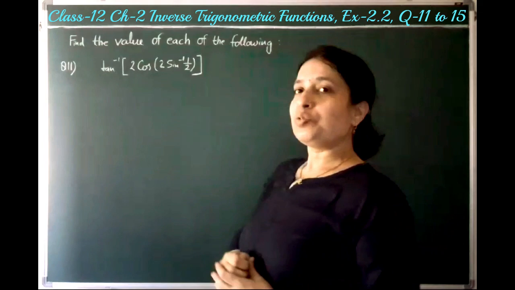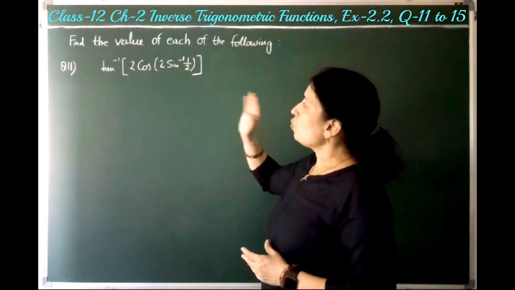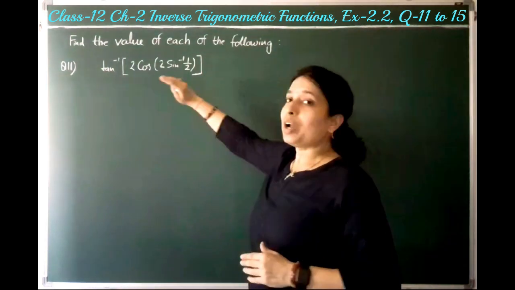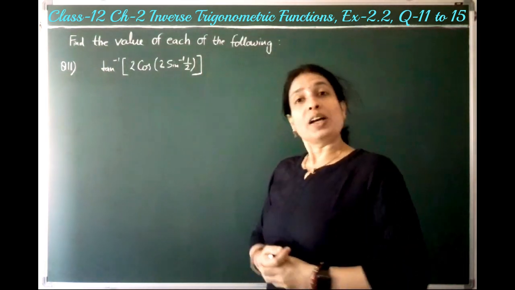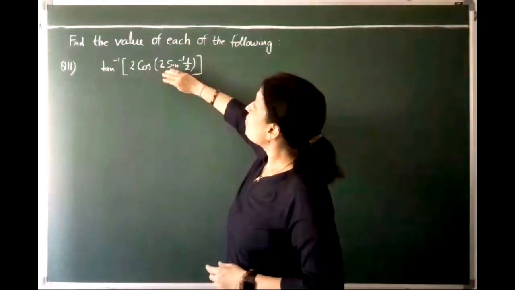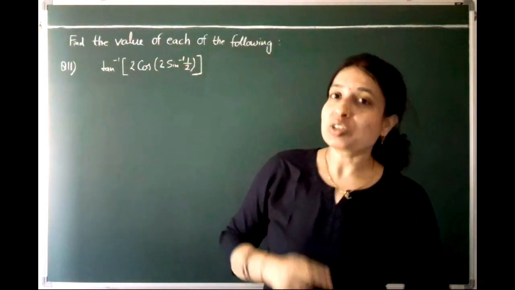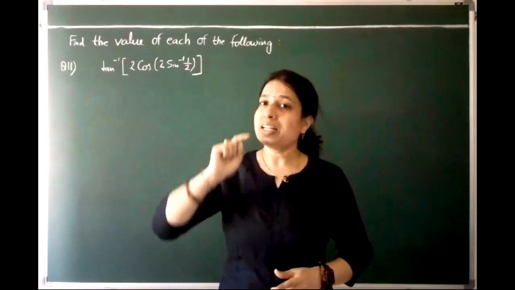Start this exercise from question number 11. It is tan inverse of 2 cos of 2 sin inverse 1 by 2. Here we have to find out the value of this function. So first we have to find out the value of sin inverse 1 by 2, and we know that sin inverse 1 by 2 is equal to pi by 6.